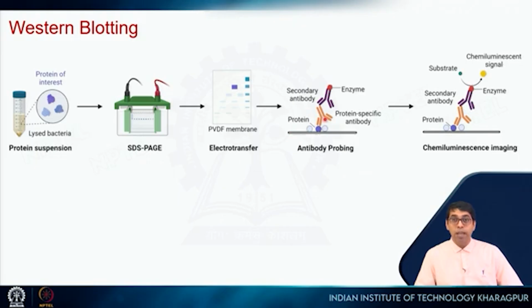So you add the specific antibody which will bind to that, right? And for detection, you add the secondary antibody which will bind to the primary antibody, and this will have some enzyme linked. So again, this is similar to ELISA, right? And then you add your substrate, you get a chemiluminescent signal, and then you use some instrument to capture that signal, right? So you use chemiluminescence imaging. Standard gel doc apparatus are available to do this.